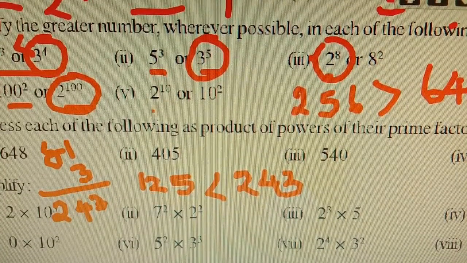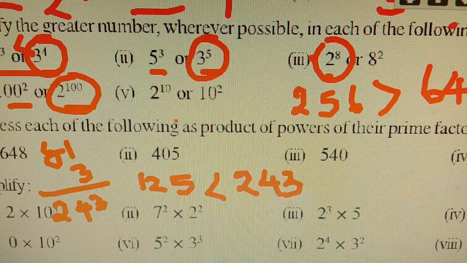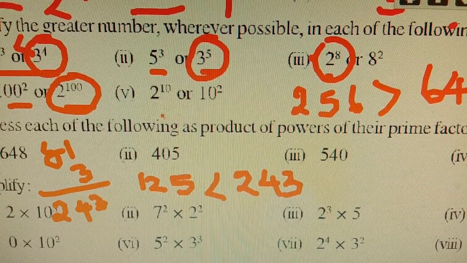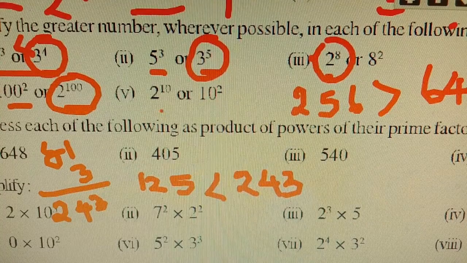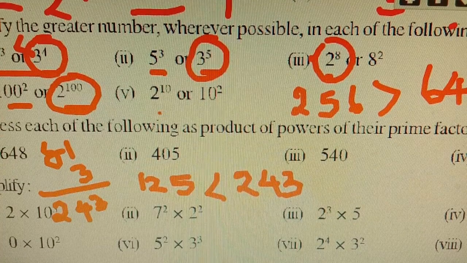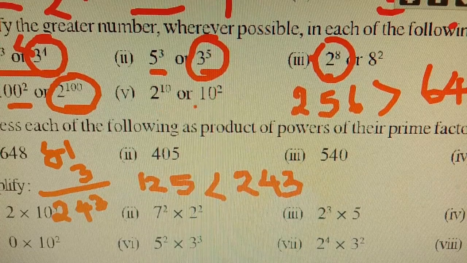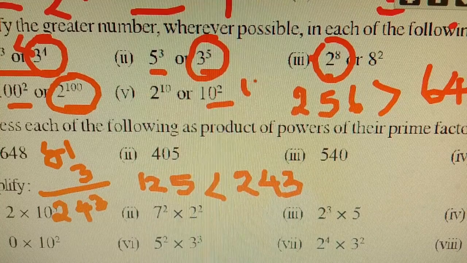512, double of 512. But here 10 square is only 100. So anyway, this 2 to the power of 10 is greater. Here it is asking which is greater only. So you mention which is greater. No need of finding the actual value then. But if it is easy, then we can find the actual value. Or otherwise, you say which is bigger. That's all.